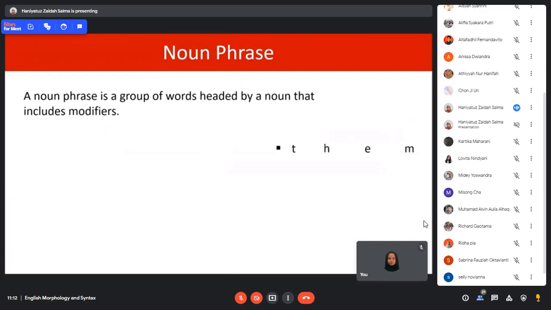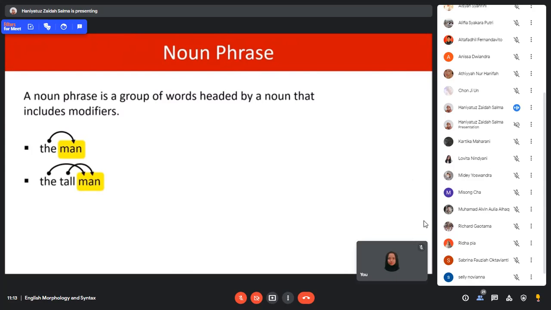So this is a simple example of a noun phrase: the man. It is headed by the noun man. And the word the is a modifier. It modifies the noun. Let's put up another example: the tall man. Well, this noun phrase is headed by the noun man, and the modifiers are the and tall. They modify the noun.